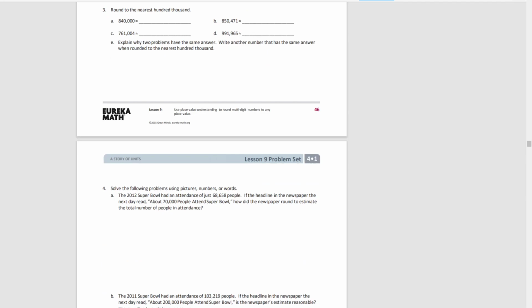Okay, moving on to number 3. Now we're rounding to the nearest 100,000. So try 3A. For 3A, we have 8 10,000s. The next higher would be 9 10,000s. 840,000 is less than 850,000, which is the midpoint. So we'd round down to 800,000. Pause the video and try B.